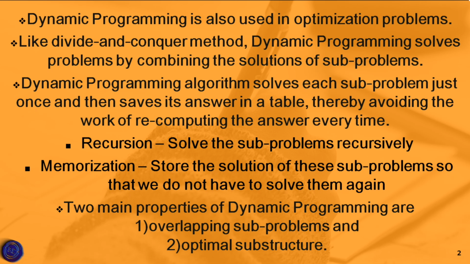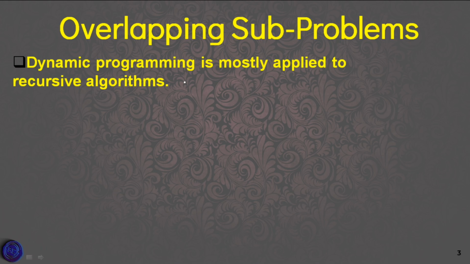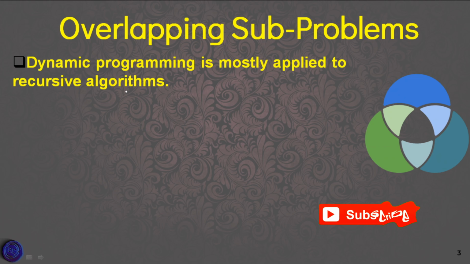So the two main properties of dynamic programming are overlapping subproblems and optimal substructure. So now let us discuss what is an overlapping of subproblems. Dynamic programming is mostly applied to recursive algorithms. So the algorithms which are recursive are solved by using dynamic programming. Overlapping is nothing but lapping of a number of problems inside a single program.